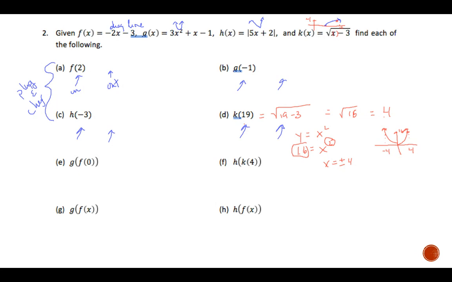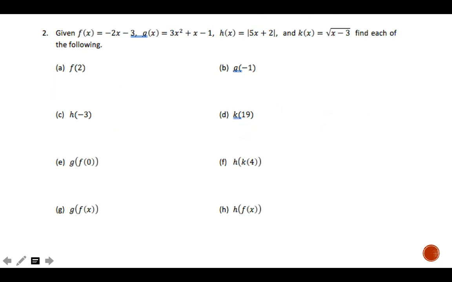All right, let me erase that and get to the next pieces. And the next pieces are composition, right? You did composition in AAF. Here's composition of a number. If you're working inside out, I need you to tell me what f of 0 is. F of 0 is go to the function f, put 0 in for x, and you get negative 3. So you're going to replace that with negative 3, and then you're just going to do plug and chug, g of negative 3.